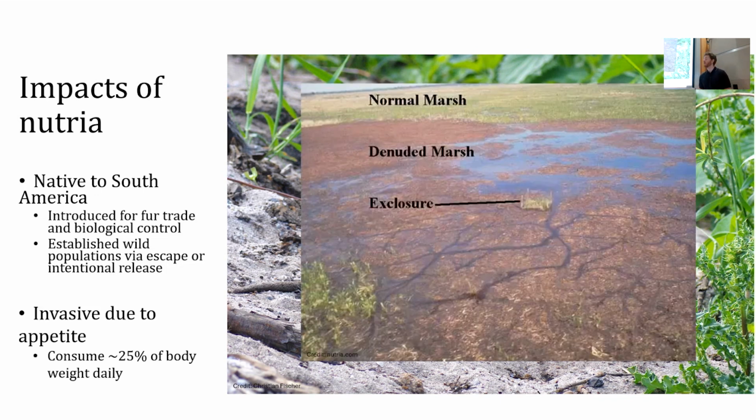Nutria are invasive specifically because of their voracious appetite. They can consume up to around 25% of their body weight daily, which can quickly lead to something that looks like this photo here, where you see this normal marsh in the background, and then all this brown is where nutria have completely denuded, or in other words, eaten the entire vegetation layer through the roots. So that soil will just be subject to erosion, and then that area will become less productive.